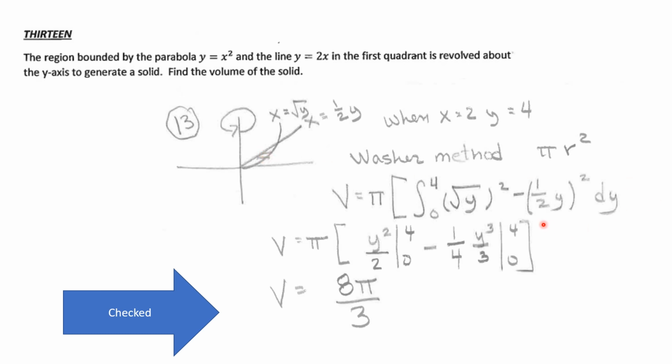And so you're integrating dy, and you see the function that's furthest away from the y-axis is x equals y squared, and when you square that, you'll get y, and so when you integrate y, you get y squared over 2, evaluated at 0 and 4. The inner one is going to be x equals 1/2 y, so when you square that, you get 1/4 y squared. You integrate that, and you'll have 1/4, that's going to be y cubed over 3, and you plug in those values again and do the arithmetic, and you get 8 pi over 3 as your solution to earn full credit on this problem.